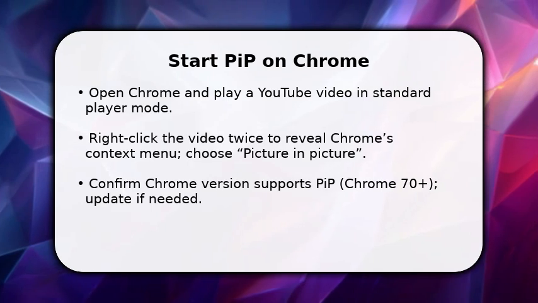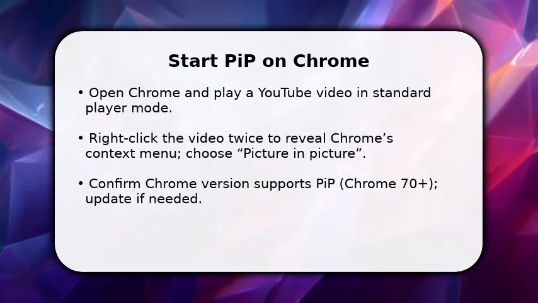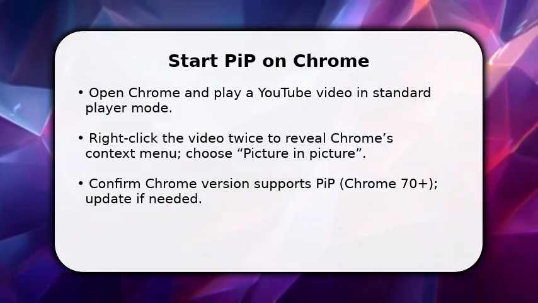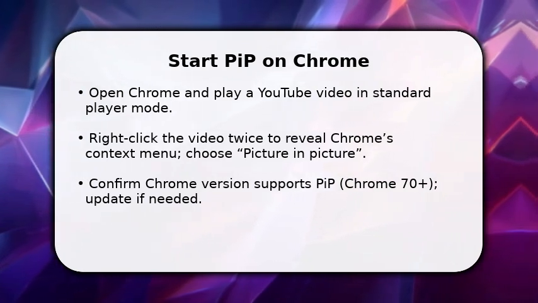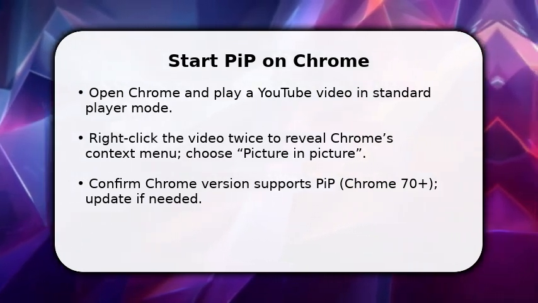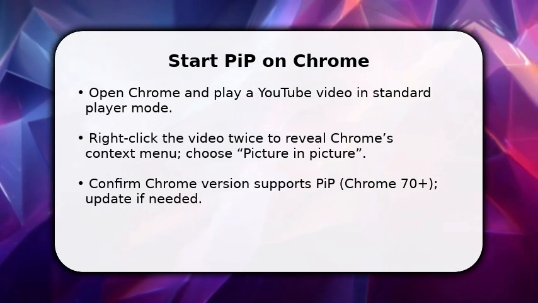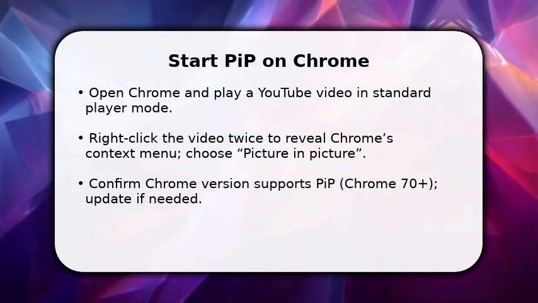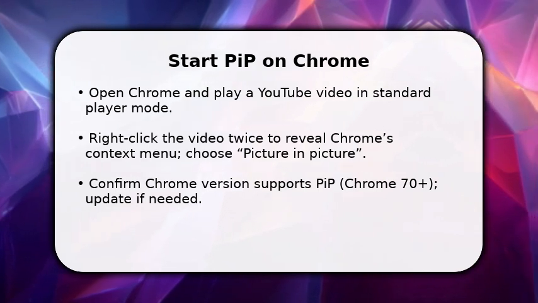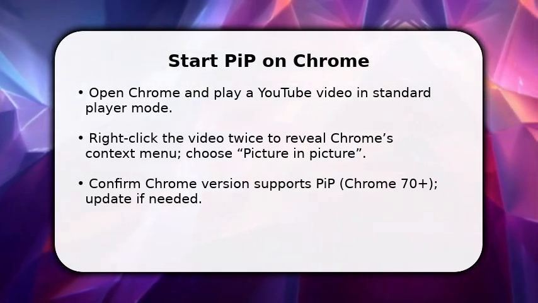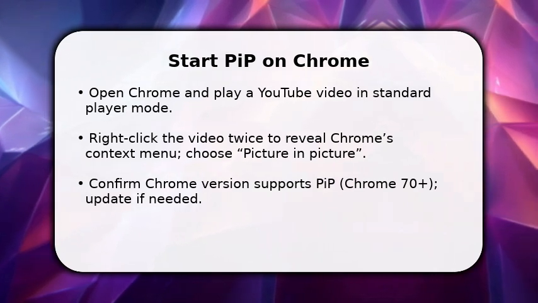You'll begin by loading the YouTube video in Chrome and getting PiP active immediately. Once the video is playing, right-click the player twice to surface Chrome's context menu, then choose Picture-in-Picture. This bypasses site overlays and hands Chrome the PiP window. Make sure your Chrome is up to date because older versions lack native PiP support.